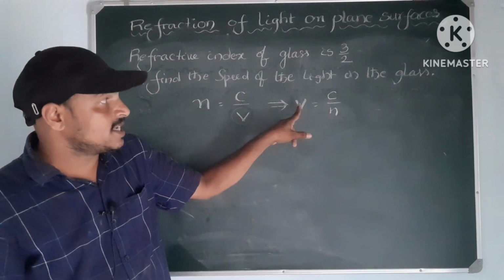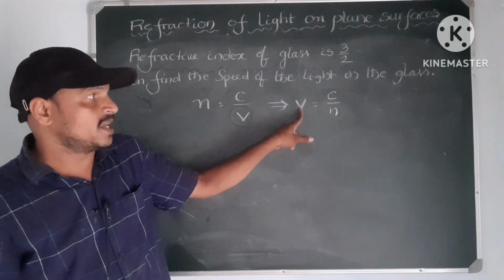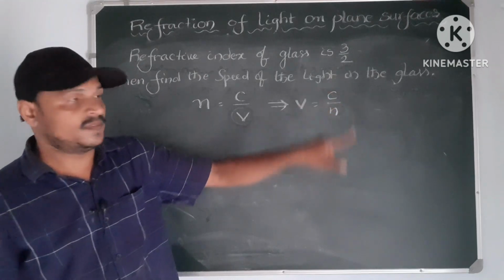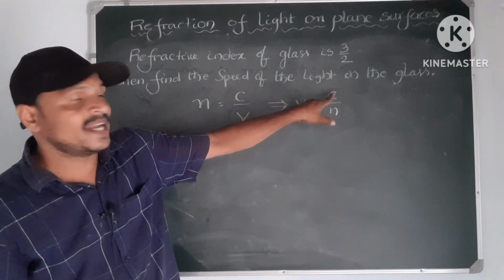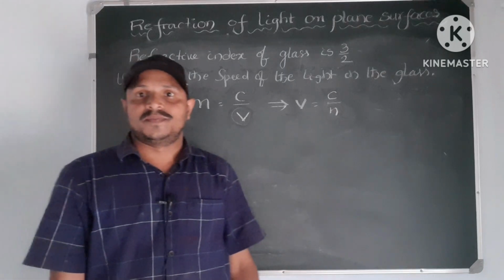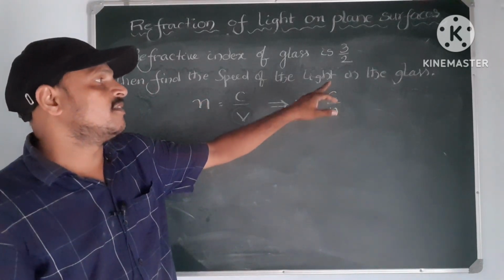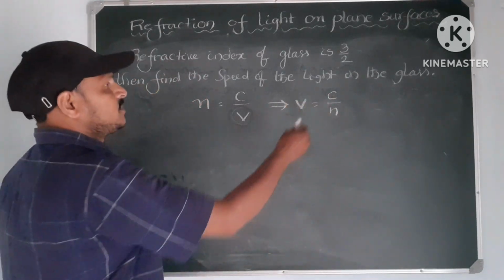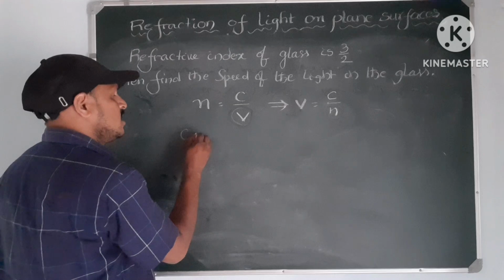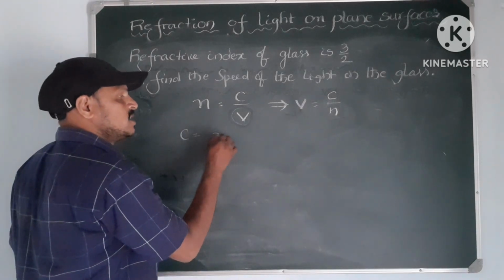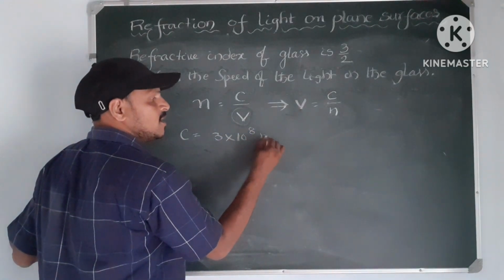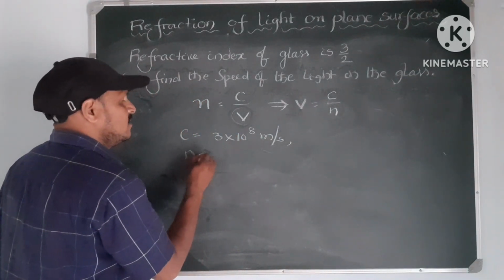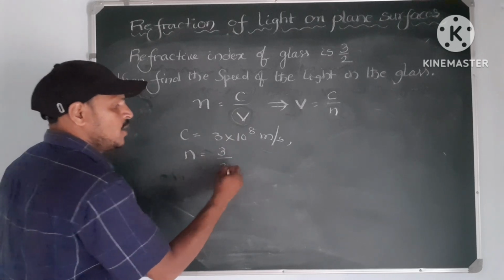That means the velocity of light in the given medium is equal to the nth part of the velocity of light in vacuum. So here c means, you know the c value. What is the c value? c means velocity of light in vacuum, which is 3 into 10 to the power of 8 meter per second. And n means the refractive index of the glass. How much? 3 by 2.